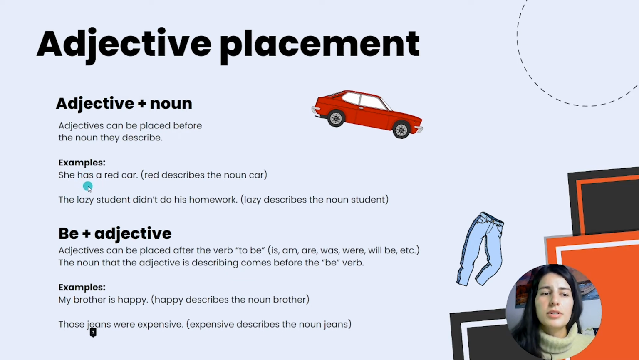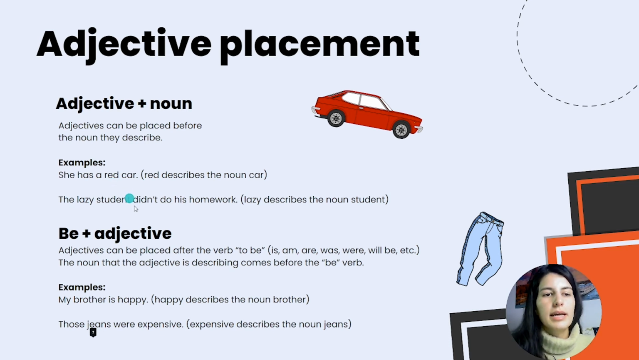Check if the sentence is centered around the verb to be or if the sentence is centered around another verb. The examples that we have here perfectly describe this. In this sentence, she has a red car. Has is our primary verb, our main verb. In this situation, there is no way that the adjective would come after the noun. It will always appear before.